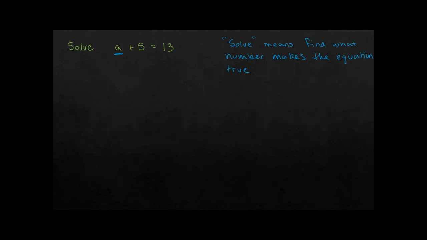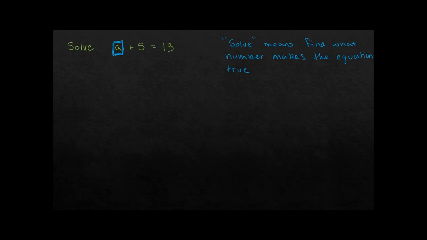So we are going to use our rules. If there was anything with subtraction, the first thing I would do would be rewriting it as adding a negative, because that's just good practice. My goal when I'm solving is to get the A, the variable, by itself. So I want to know what A is.